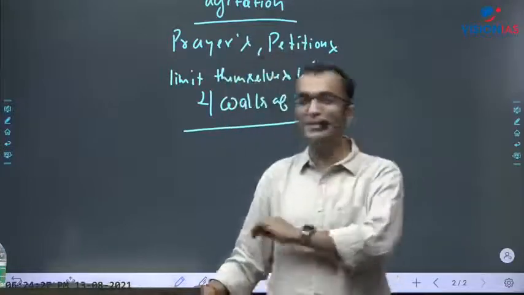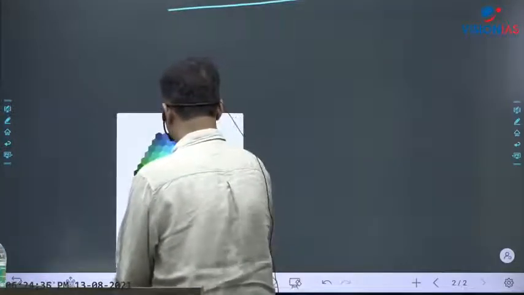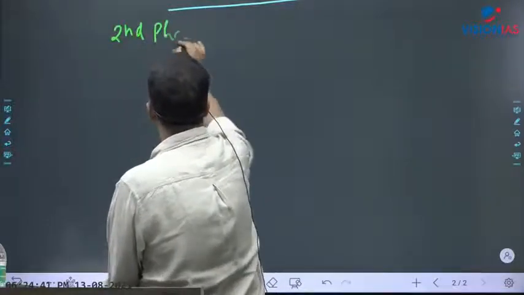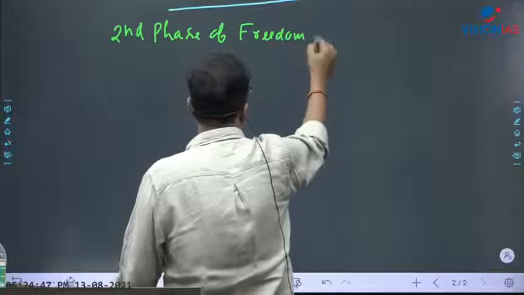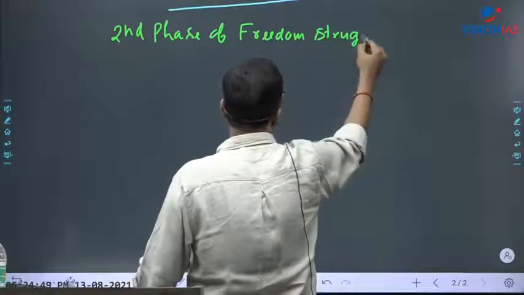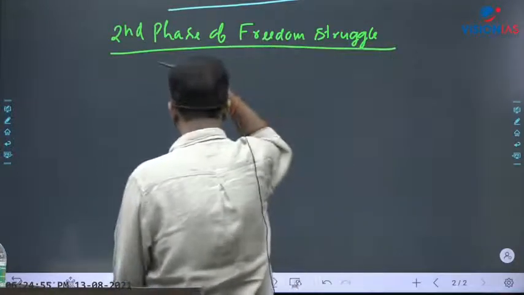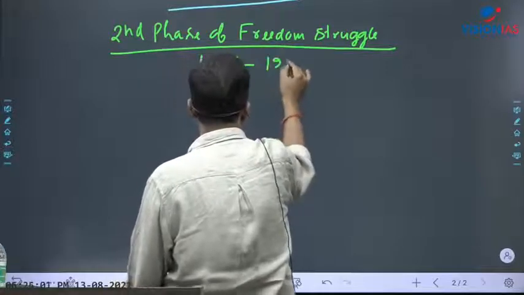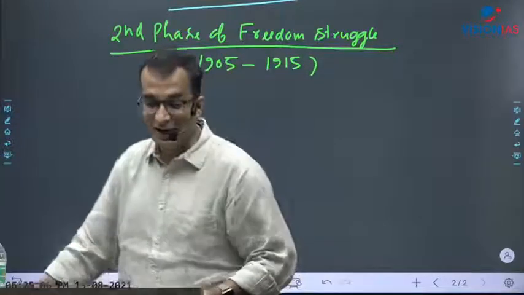So this is what it is about the first phase of the freedom struggle. Let's move to the second phase of the freedom struggle. The second phase is going to be from 1905 to 1915. So initially the first 10 years are the phases.